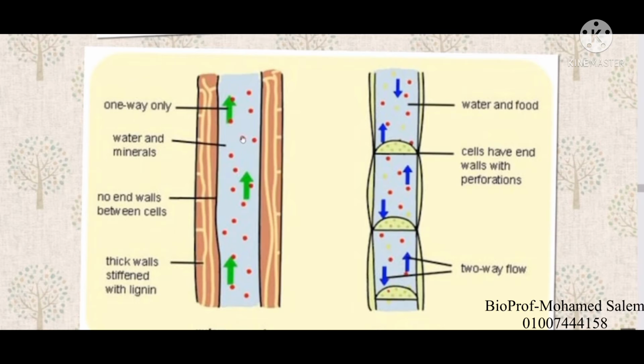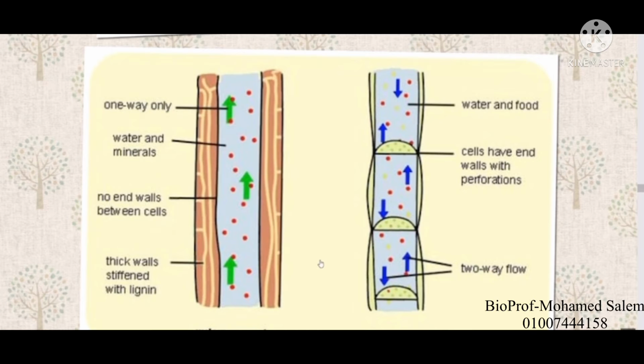If you observe here, there is no cytoplasm. We notice that it is empty inside, there isn't anything, no cytoplasm and no nucleus, so xylem vessels are considered dead tissue. But they support the plant by lignin in their walls. This lignin deposits in the walls of the xylem vessels, so it becomes thick walls and stiffened with lignin.